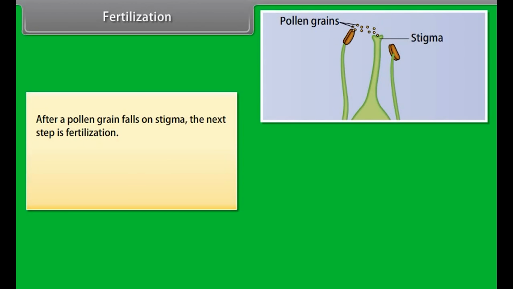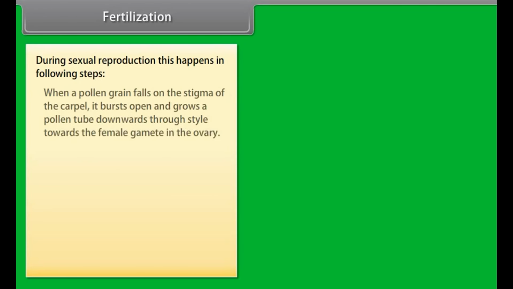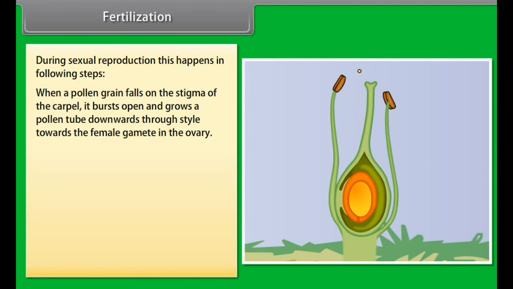Fertilization. After a pollen grain falls on stigma, the next step is fertilization. Fertilization is the fusion of male and female gametes to form a zygote. During sexual reproduction, this happens in following steps. When a pollen grain falls on the stigma of the carpel, it bursts open and grows a pollen tube downwards through style towards the female gamete in the ovary.